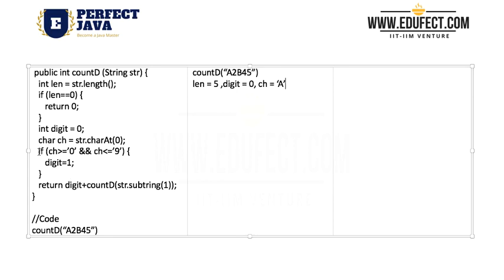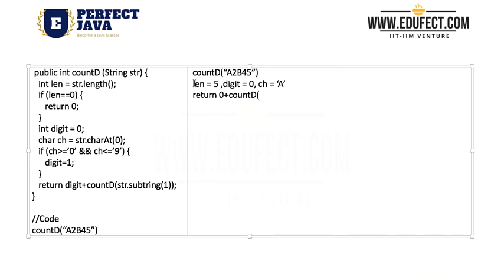Now we'll come to this if: ch greater than or equal to 0 and less than or equal to 9. ch is a, no, this condition is false, so it will come to this line. Now let's look at what this line says. This line will say return digit. What will be the value of digit? It is 0 plus countD.